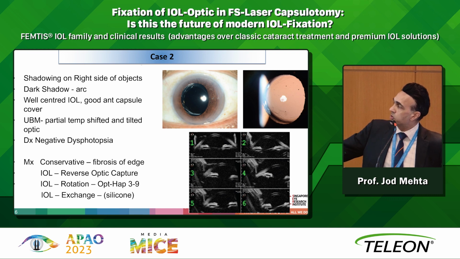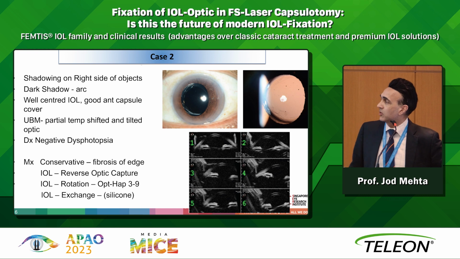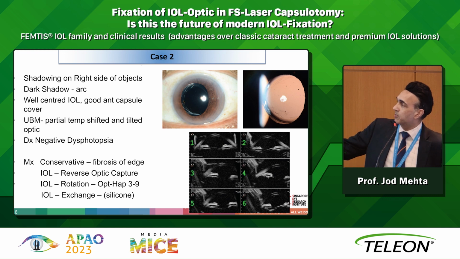So the management, of course, we can do IOL reverse optic capture. You can actually rotate the lens, change the position from down to 3 to 9 o'clock. That's been shown to improve the negative dysphotopsia. Of course, you can do an IOL exchange and change the refractive media of the lens. So I will start with the simplest thing.